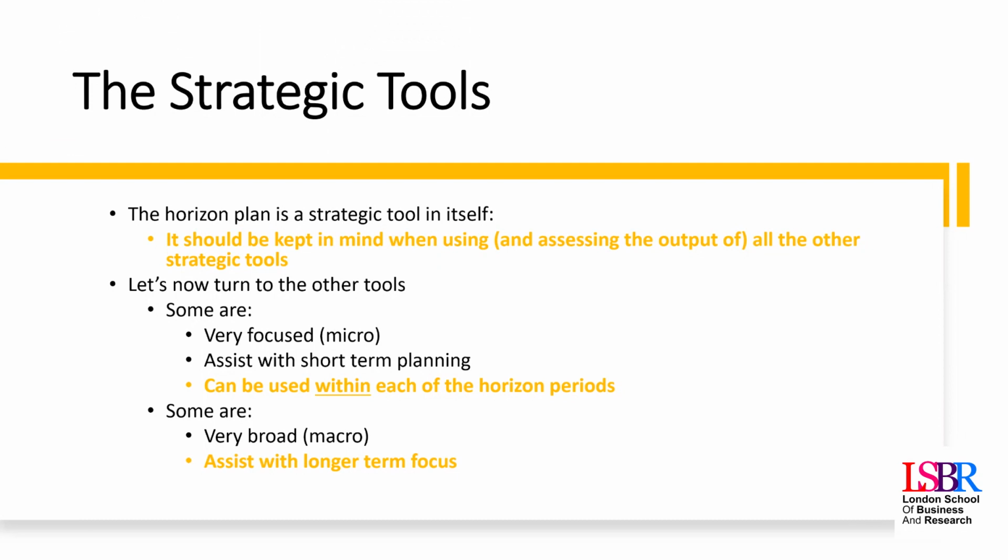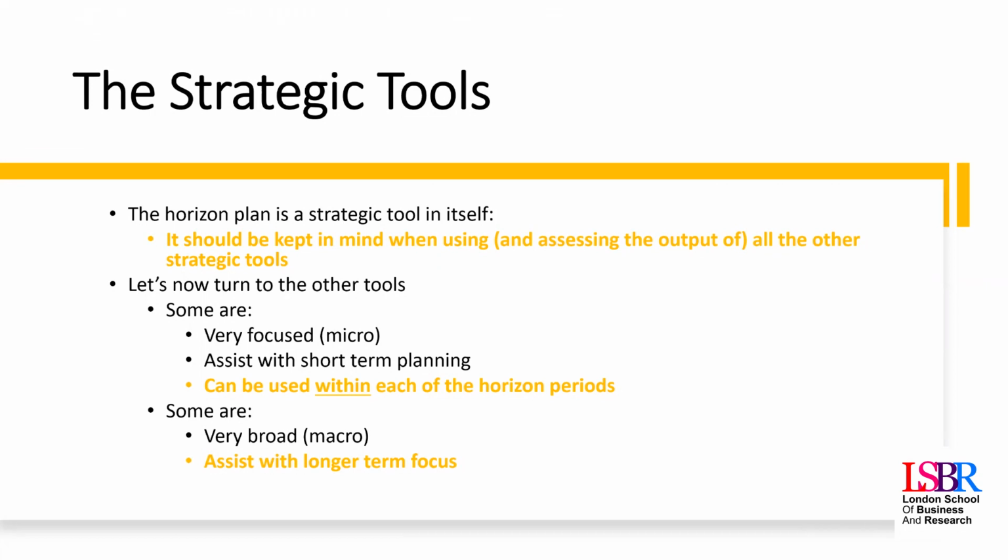So to do that, we're going to have two different types. We're going to have what we call the very focused or the micro ones. These can help with short-term planning. Now, these can be used with both long and short-term strategic planning. So Horizon 1, Horizon 2, Horizon 3, but the outcome will be very, very different depending on what horizon you're looking at. If you're looking at Horizon 1, the outcome will be very immediate. It'll be very much about what can we do today, tomorrow, next week.